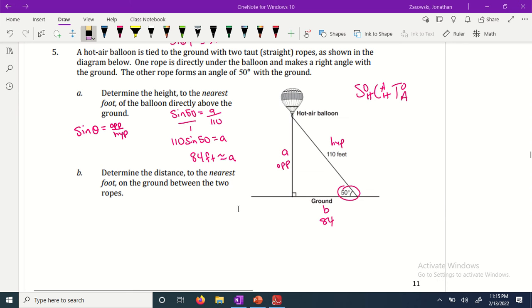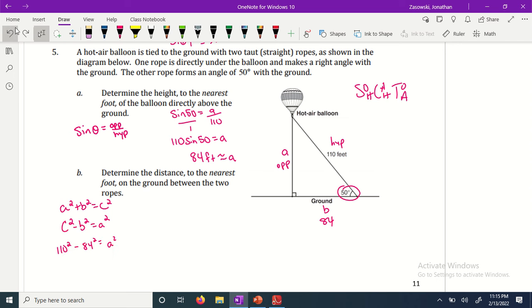Now for part B, there's one of 2 ways you can do this. Option number 1, you can use the Pythagorean Theorem. Remember we talked about that c squared minus b squared formula. So 110 squared minus 84 squared is 5,044, and the square root gives us 71.